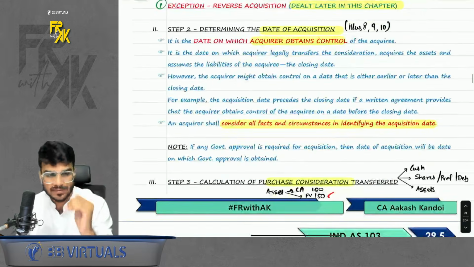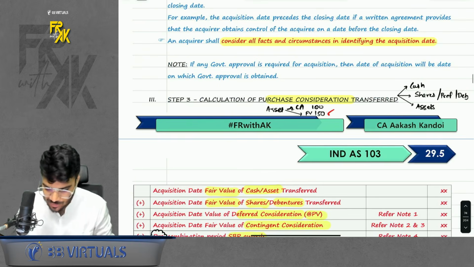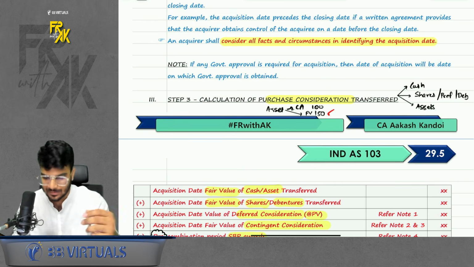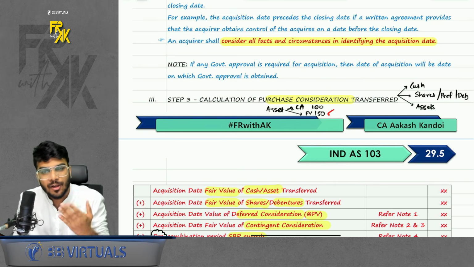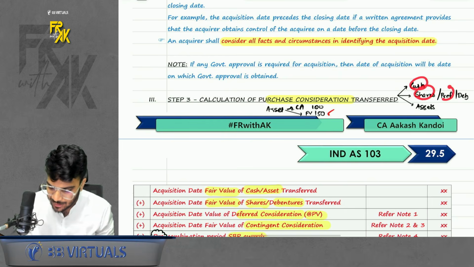Now what is the meaning of PC? Whenever you acquire any company, you will have to give something. That is known as purchase consideration. Now in purchase consideration, what all things can you give? Some basic stuff will come. You can give cash, shares, preference shares, debentures, assets. If you give any of these, we will consider them at fair value.